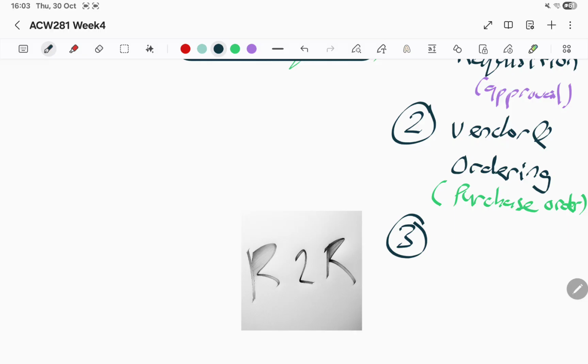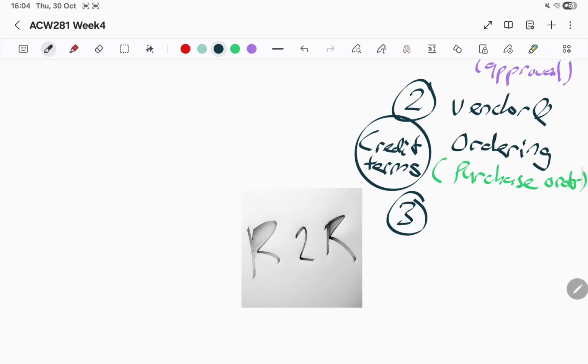But in this case, you just place the order, and then usually in a big business, you will be purchasing it on credit terms, right? Credit terms means you don't pay straight away, right? You say, okay, I will owe you first, okay? Then after you order, you will receive the goods.